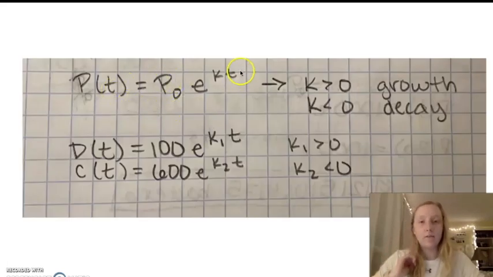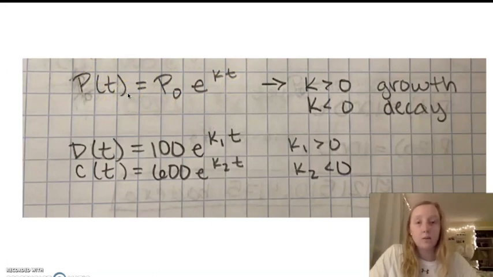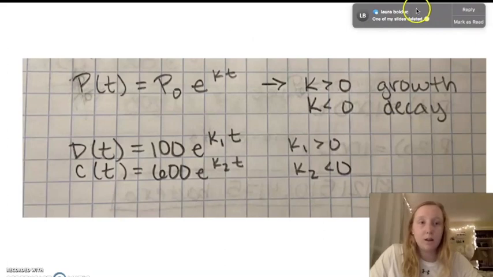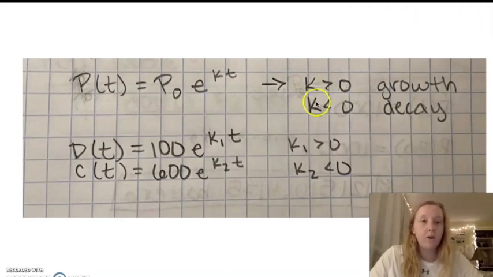Here's our equation again. One thing to keep in mind is that this time we're going to have 2 variables. One of them is going to be exponentially growing, and the other one is going to be exponentially decaying. In order to keep them straight in our mind, we have to remember that when k is greater than 0, it's going to signify exponential growth. When k is less than 0, it's going to signify exponential decay.